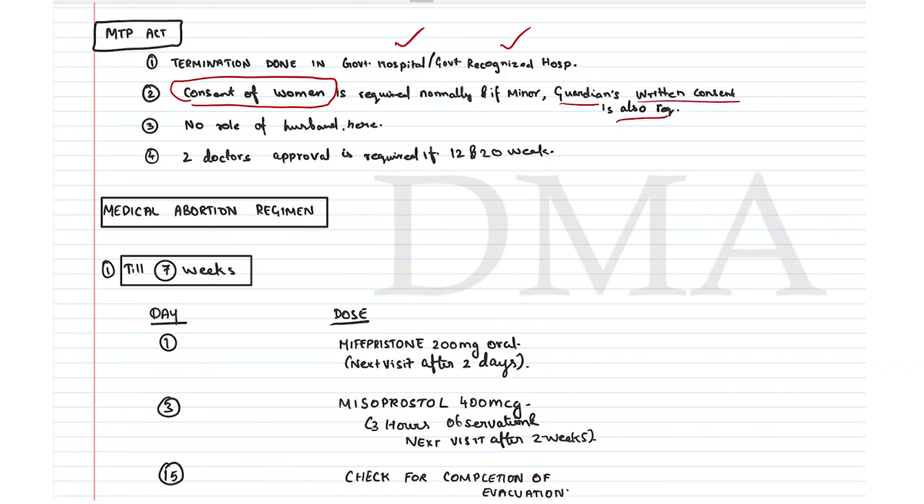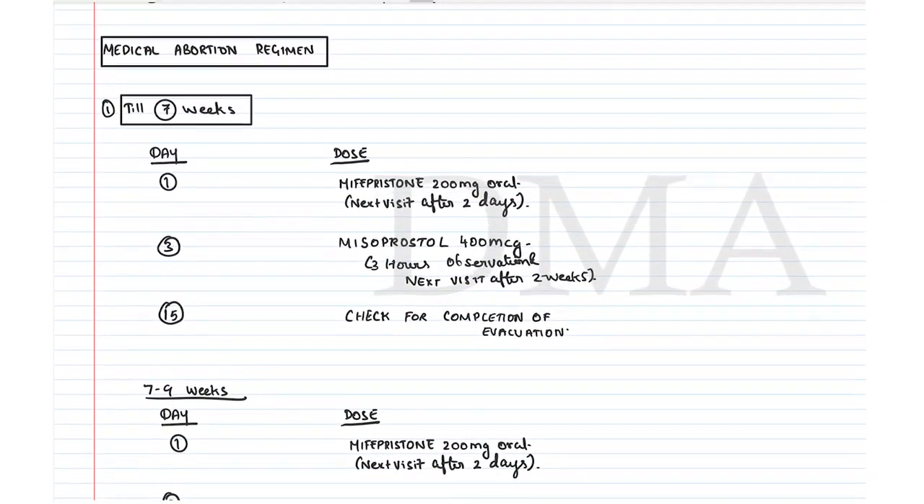If the patient is a minor, or mentally ill, then she requires a guardian's written consent. Okay. So the final important highlight: if the pregnancy is 12 to 20 weeks, there is more risk, both maternal risk as well as fetal risk. So two doctors must approve the termination of pregnancy. So these are the important highlights of your MTP Act. There are a lot, but I am talking about only the important highlights.